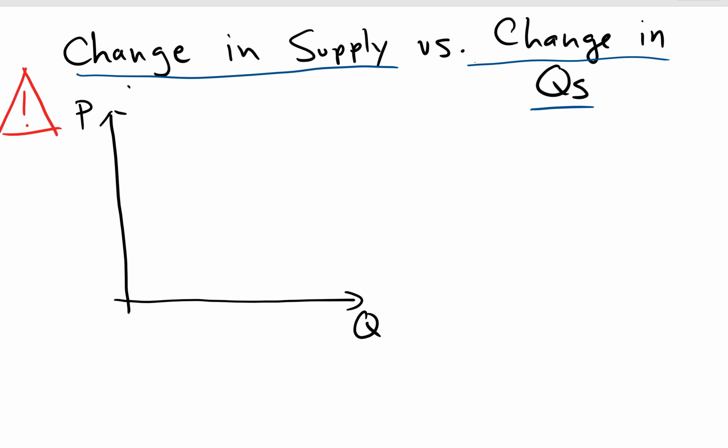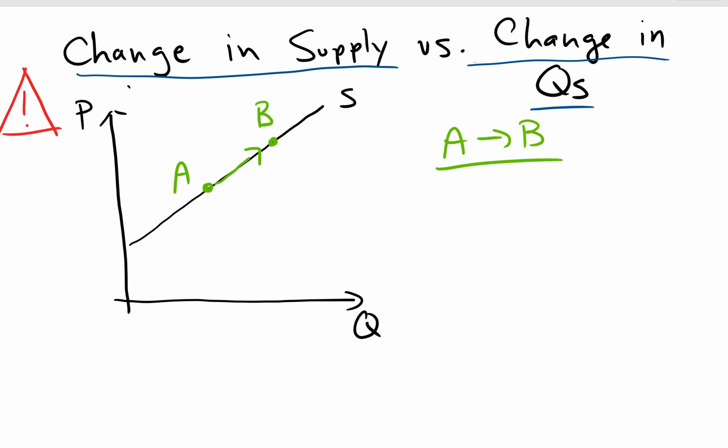All right, so we have here our supply curve, and we have two kinds of movements that could happen. The first one, let's suppose we start at some point A. One thing that could happen is they could move to some point B. Now, this movement from A to B is called a change in quantity supplied. Sometimes we just write it short as a delta QS, which also means change in quantity supplied.